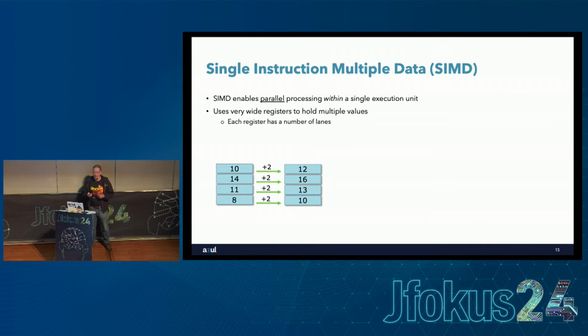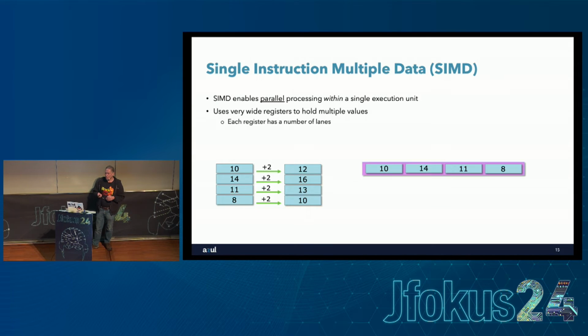If we want to use single instruction multiple data, rather than doing that one at a time in the loop, we'll use our very wide register, and we'll populate that with the values that we've got in our array, or as many as we can store in that very wide register. Here I've got enough space to store all 4 elements, so I have 10, 14, 11, and 8, obviously represented simply by bit patterns in that register.